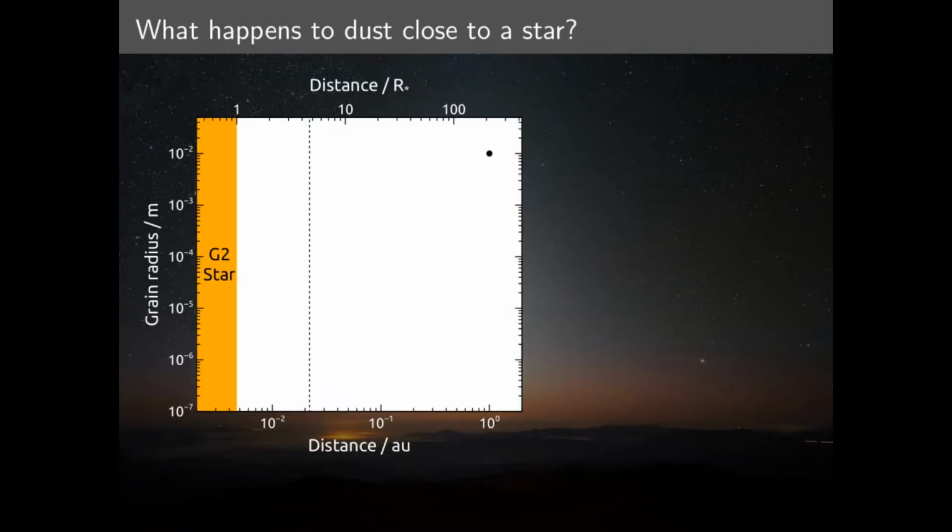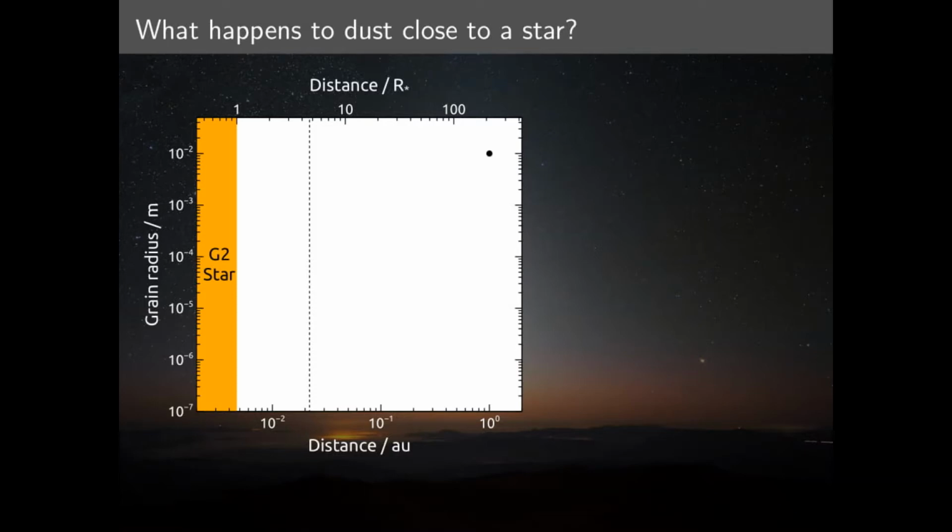So to demonstrate the problem, I want to show what happens to a dust grain released close to a star. So here we have a plot which has on its horizontal axis the radial distance from the star, and on the vertical axis the grain size. And the dot in the top right of the plot is the dust grain that we're about to release. Now I'm going to show what happens dynamically to this particular grain as an example, but the general behaviour of a dust grain in this region is qualitatively similar over a very broad range of initial parameters and dust compositions.